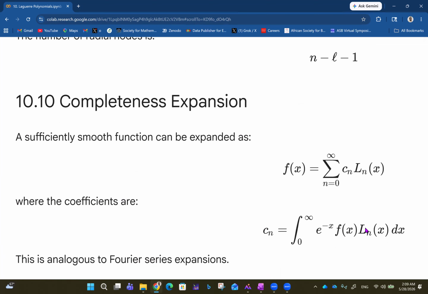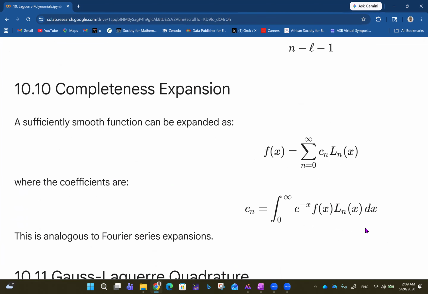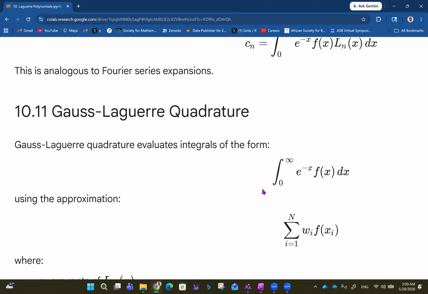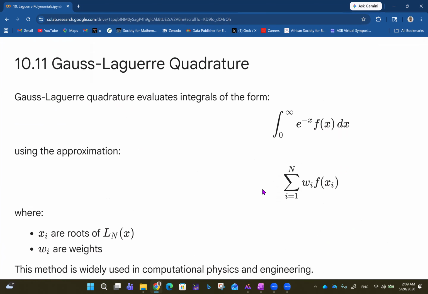Then you have completeness expansion. A sufficiently smooth function can be expanded as f of x equals summation from n equals 0 to infinity of C_n L sub n of x, where the coefficients are C_n equals the integral from 0 to infinity of e raised to minus x, f of x, L sub n of x dx. This is analogous to Fourier series expansions. Then you have the Gauss-Laguerre quadrature.